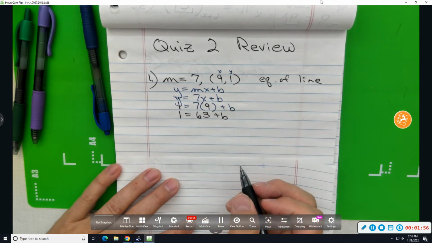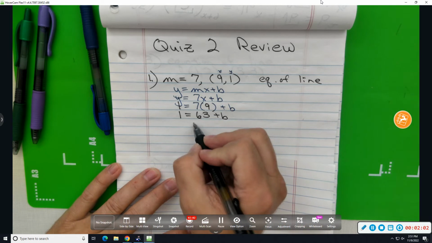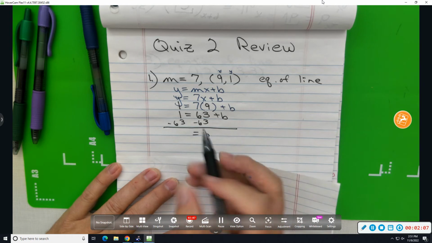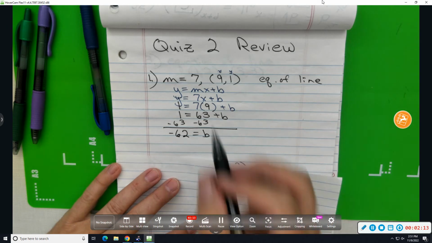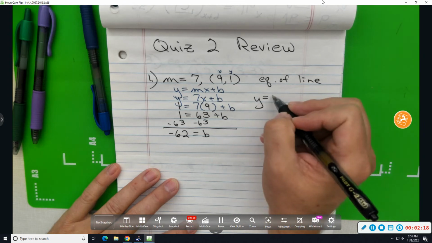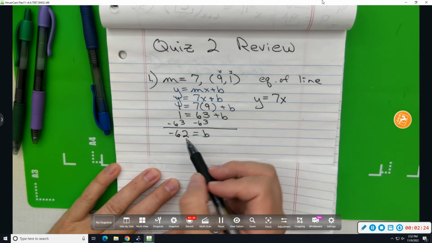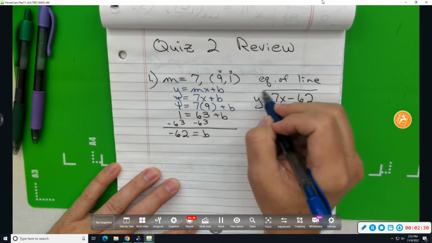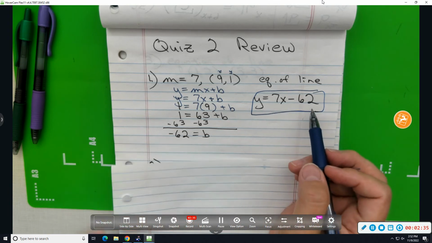We now know where the graph would pass through the y-axis. Subtract 63 from both sides to give us b equals 1 minus 63 is a negative 62. So we now know the value of b. My equation would be y equals 7x. Instead of plus b, what do I have? I have a minus 62. Good. For my final answer, y equals 7x minus 62.